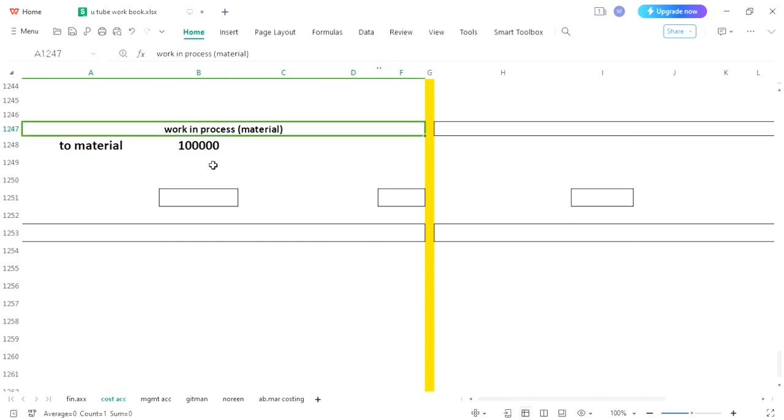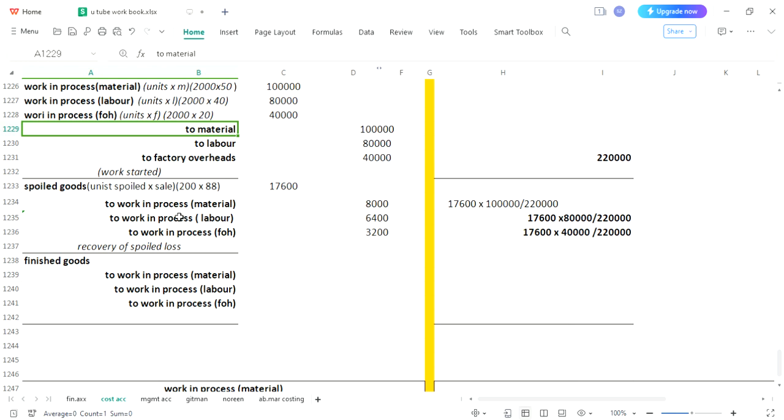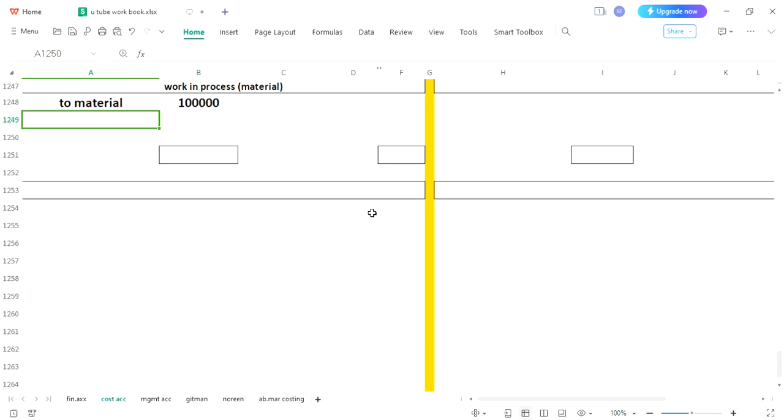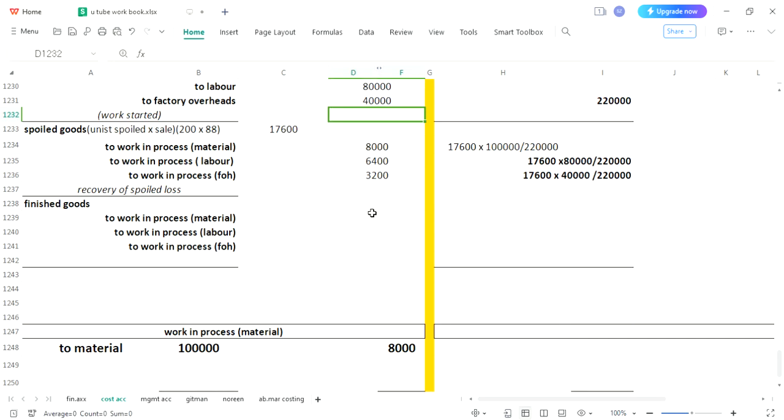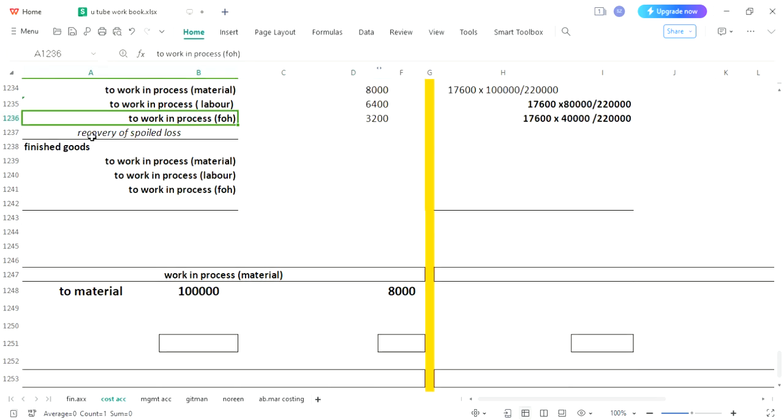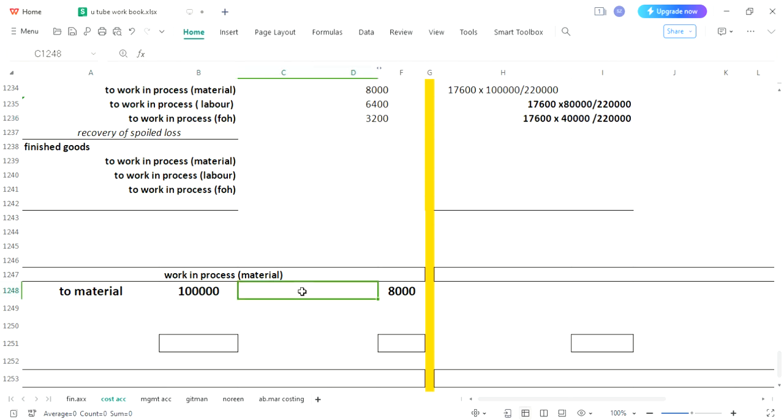And then again back to the question, and you see in the second entry work in process material is credited by 8,000. So you will go to the credit side and write 8,000. Reference would be whatever is written on the opposite side, spoiled goods. So here you will use the word spoiled, but with an additional word: by spoiled goods. Okay, there were only two entries which had work in process material.